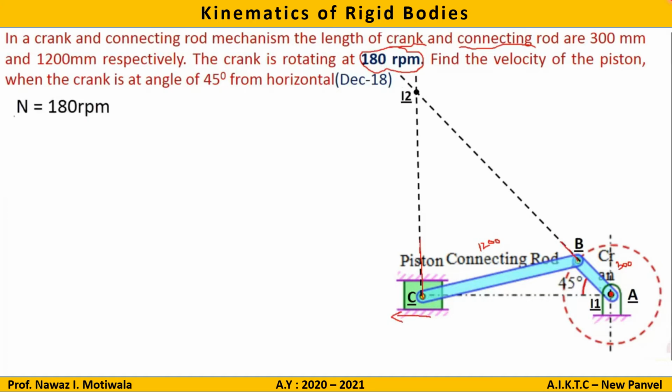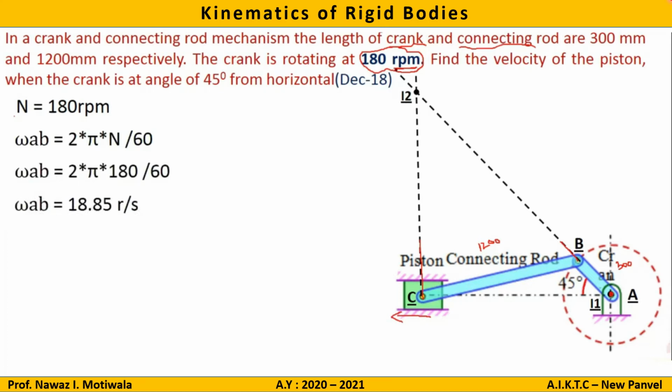Now note this value. The crank is rotating at 180 RPM. We do not need the answer in RPM, we need the answer in radian per second. If it is angular velocity, we need to find it in radian per second. So a simple conversion is there. We have the formula omega is equal to 2 pi N by 60. On substituting that, I will get omega AB as 18.85 radian per second. I have just converted the value given in the question from RPM to radian per second.